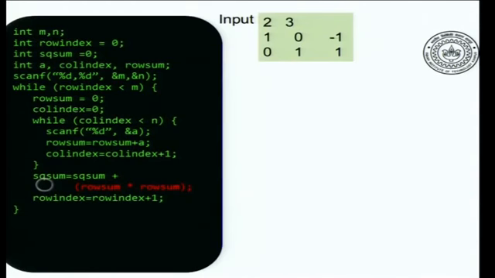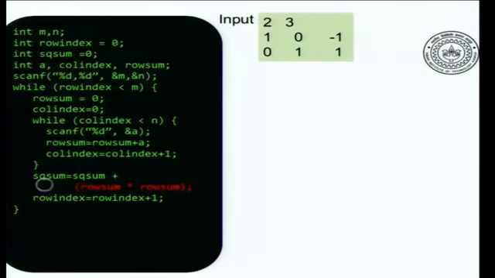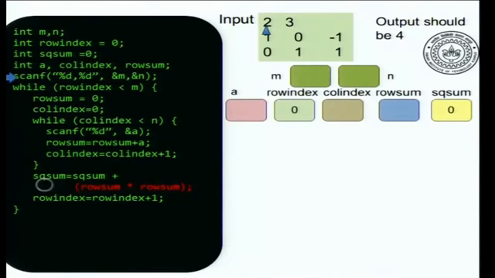Suppose the input is 2, 3 followed by 2 rows of 3 numbers each. Okay. So the input matrix size is 2 cross 3 and the entries are 1, 0, minus 1 and 0, 1, 1. Let's see how the code executes on this. So the output should be 4 if you do it by hand, and the variables are m, n, a, row index, column index, row sum and square sum. Okay. Finally the result should be in square sum.